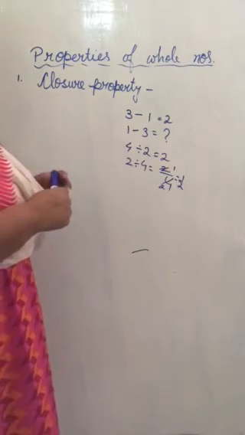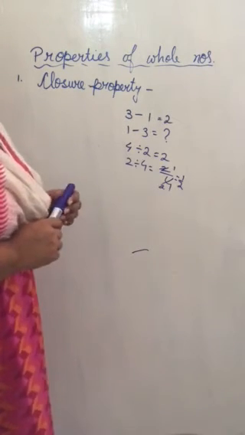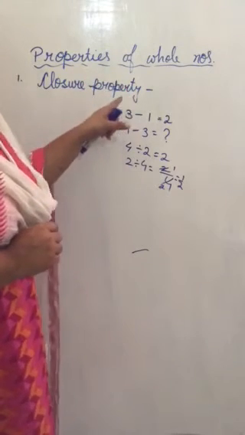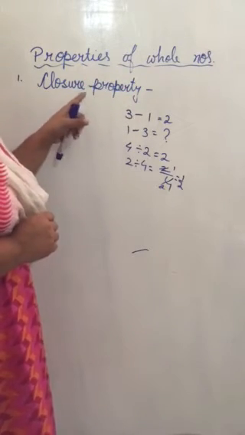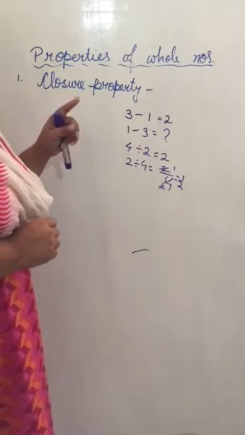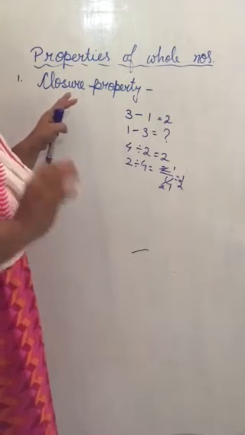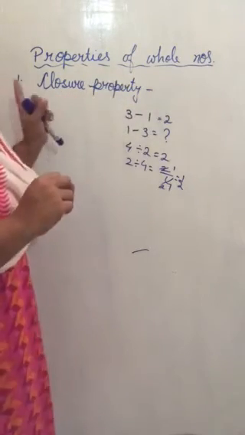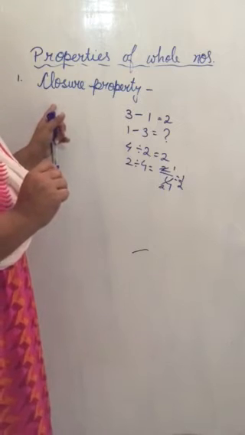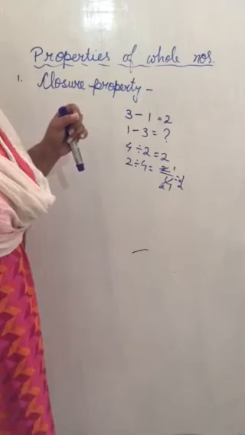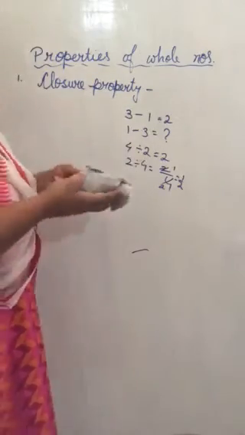So what you have to write is that whole numbers follow closure property in case of addition and multiplication. It is not closed under subtraction and division. You will have to write this point here, what I have said. If you want to write examples with it, you can write down the examples also.